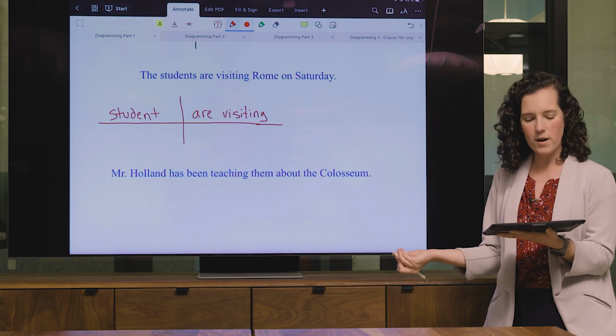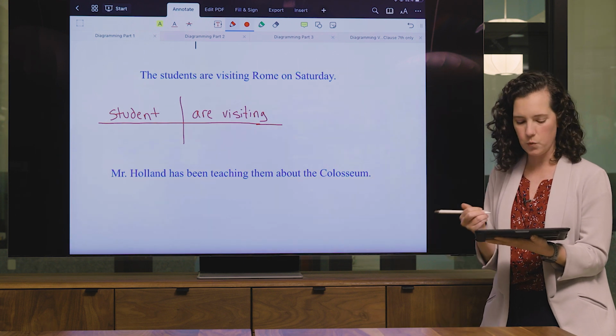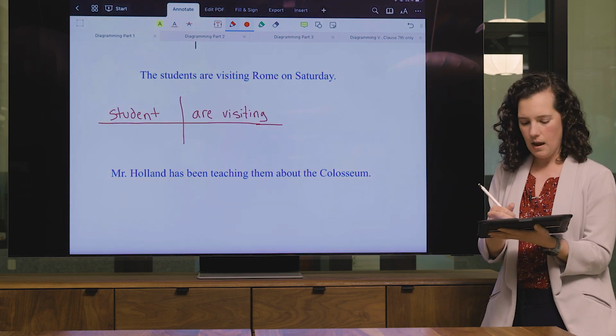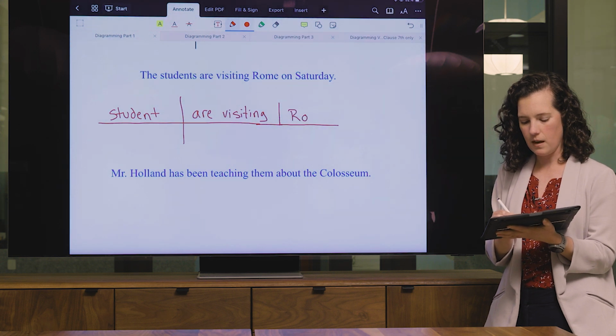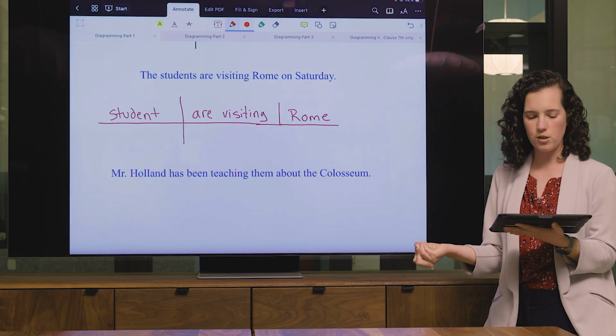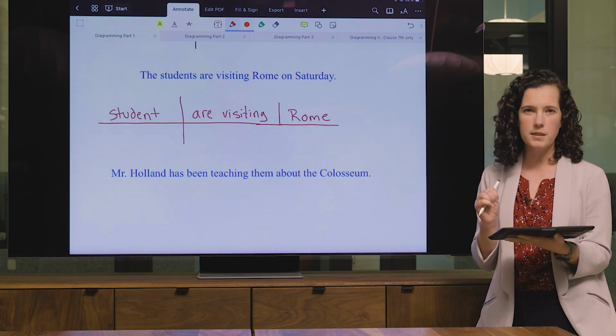Now we ask the question what? Students are visiting what? Or it might be who. In this case, it is what? Students are visiting what? And that would be Rome. That is the place they are visiting. So Rome would be our direct object. And again, we're going to stop there for now. We're not going to worry about those other words in the sentence for now.